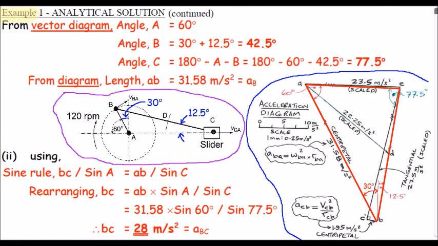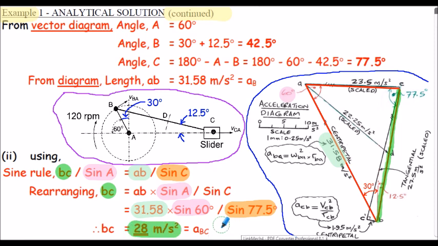Example 1 continued. I just repeated the various angles here and the length AB for reference. So we're going to use the sine rule now to calculate length BC of our triangle. That's this length here. So the sine rule formula is length BC divided by the sine of angle A is equal to length AB, that's this length here, divided by the sine of angle C. Rearranging for length BC, in other words multiplying both sides by the sine of angle A, and inserting the values, we calculate length BC as 28 meters per second squared. So that's the linear acceleration of the conrod BC.